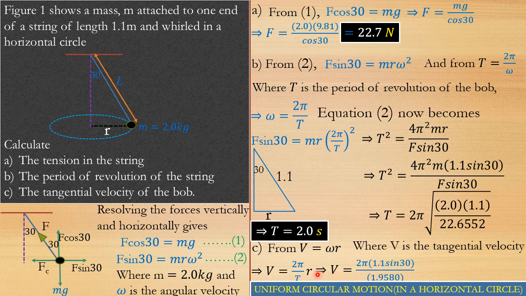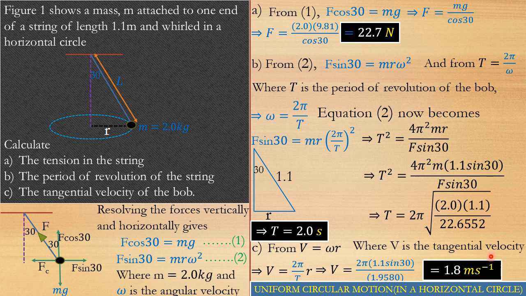Good. So if you substitute everything, guys, we are going to have our V to be the same as 2 pi, which is a constant. We have our r, we had it here to be what? 1.1 sine 30, right? So we have 1.1 sine 30 divided by our T, which is what, guys? Keep in mind that for our T, we are not going to plug in 2.0 seconds because it's an approximate answer. So we are going to go back to our calculator and take the answer we have to 4 decimal places, okay? So we have 1.9580. That's 4 decimal places. So if we punch and simplify and put our answer to 1 decimal place, we are going to have the tangential velocity V to be the same as 1.8 meters per second.